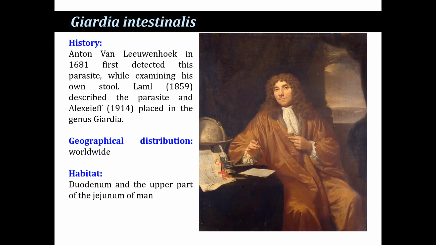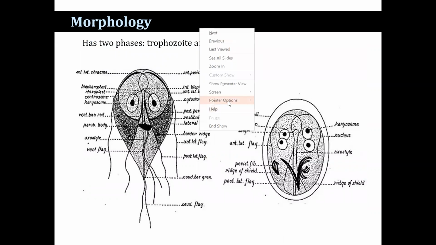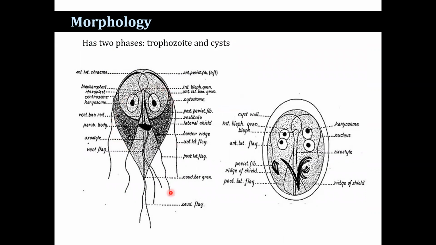Giardia intestinalis is found in every part of the world, and it is found in the duodenum and upper part of the jejunum of man. There are two phases, the trophozoite and the cyst. That is a trophozoite and that is a cyst form.